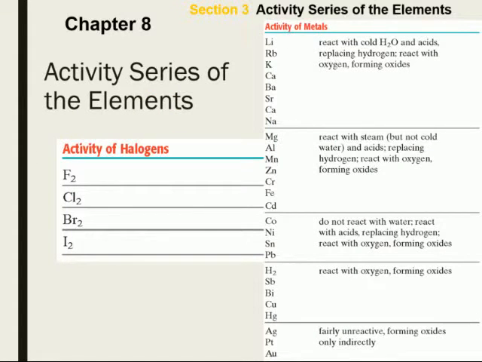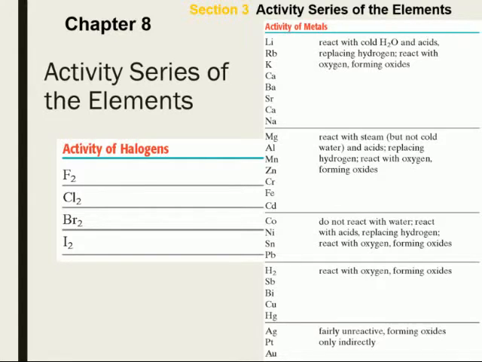Let's take a look at the activity series of elements. What I want to start with is the activity of metals on the right there. The reason I want to start there is because that's what you will see most of the time doing activity series problem solving. You'll be looking mostly at metals. Now, the general, very broad trend is that you'll see the main group metals up there at the top being the most active. And as you go down, you start to move into the transition metals. And at the very bottom, you have transition metals that are very heavy, meaning they're towards the bottom of the periodic table.